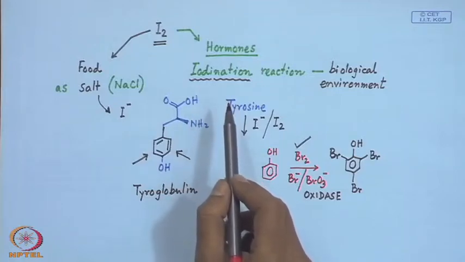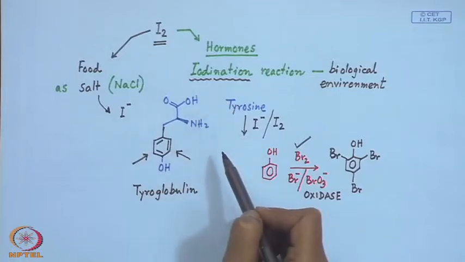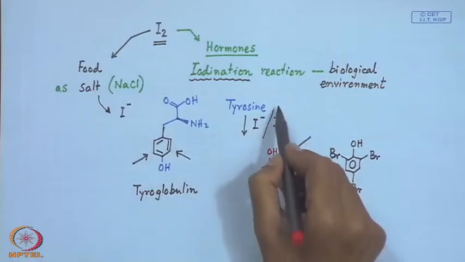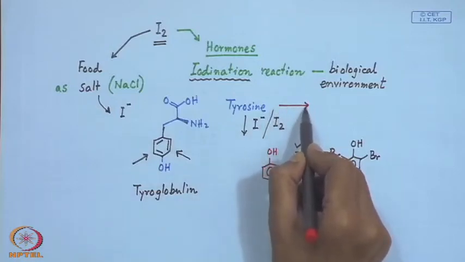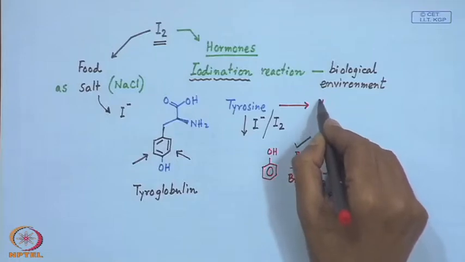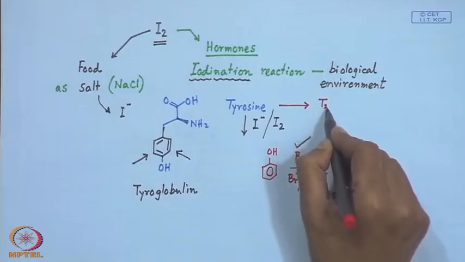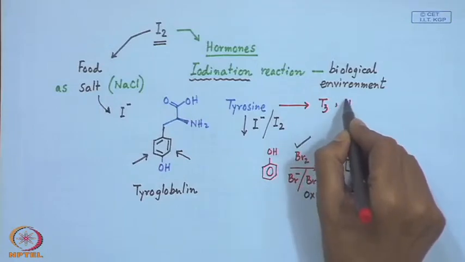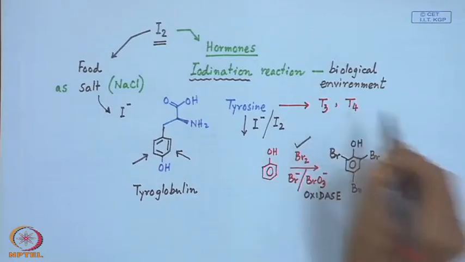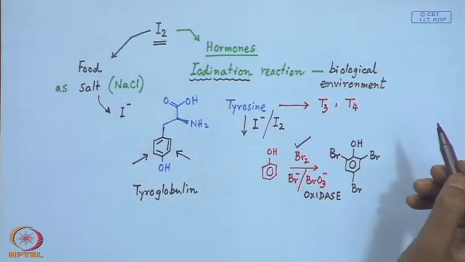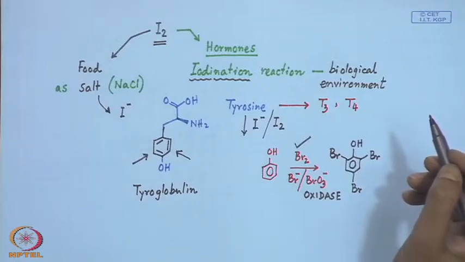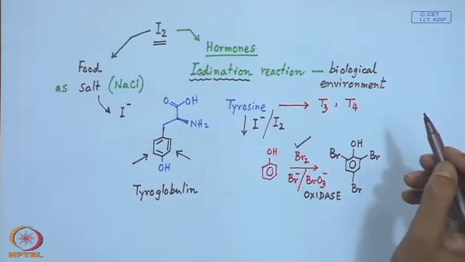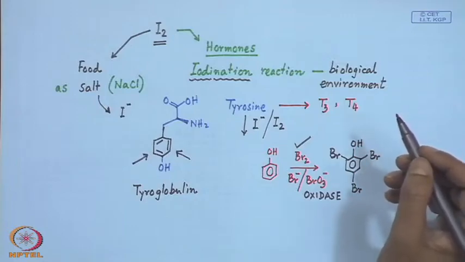whether the simple iodination reaction can convert the tyrosine, and how the tyrosine is responsible for the generation of these two important molecules, the triiodothyronine and the tetraiodothyronine, that means the T3 and T4 molecules. So, what is that particular reaction?